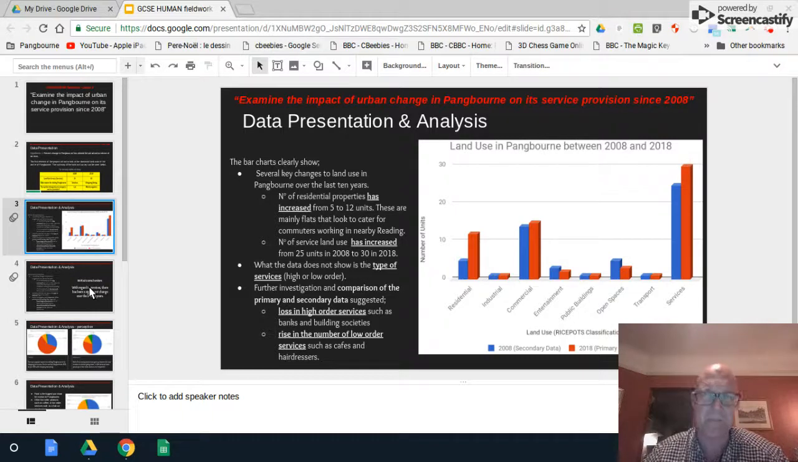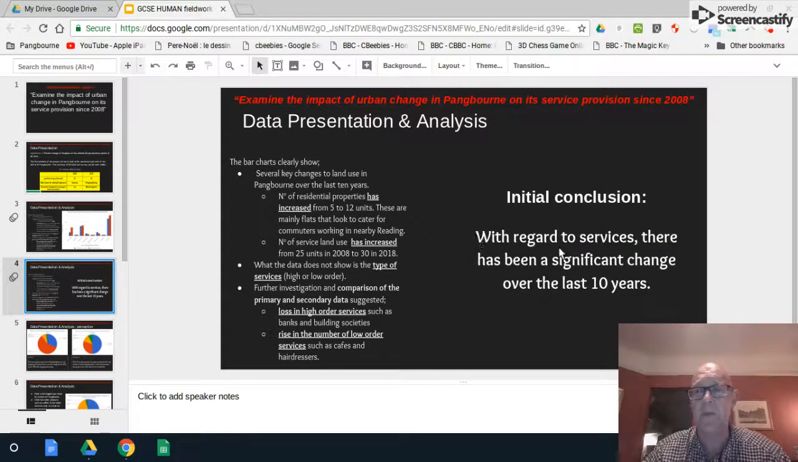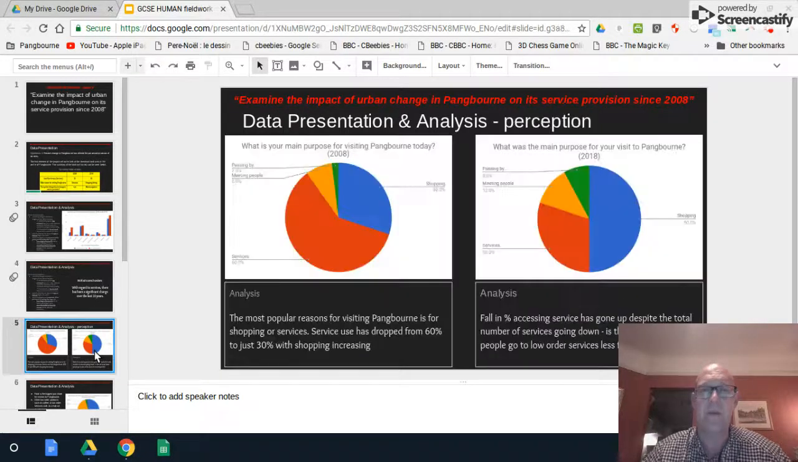I'll say no more. What can we conclude? With regard to services, there has been a significant change over the last 10 years. Nice, simple conclusion. Third data presentation technique for you, the pie chart, one of our favorites. Here you've got the pie chart for 2008. Here you've got the pie chart for 2018. And here we're looking at perception. And this is the answer to the questionnaires that were taken and brought together about people's reason for visiting Pangbourne.